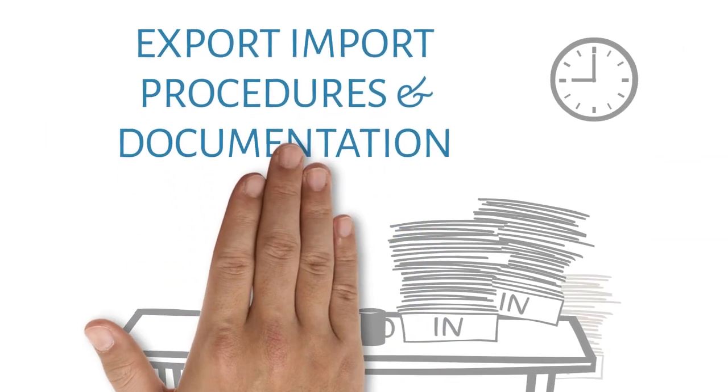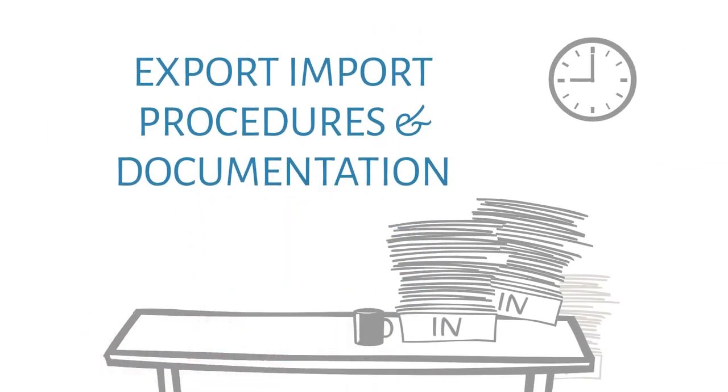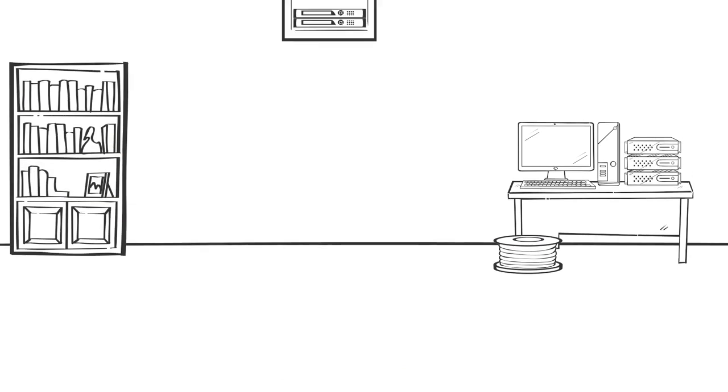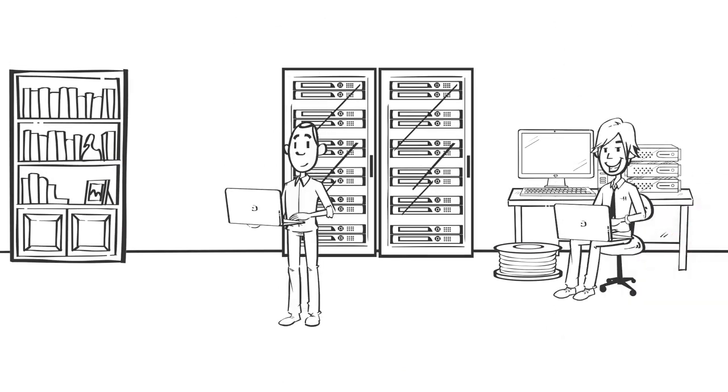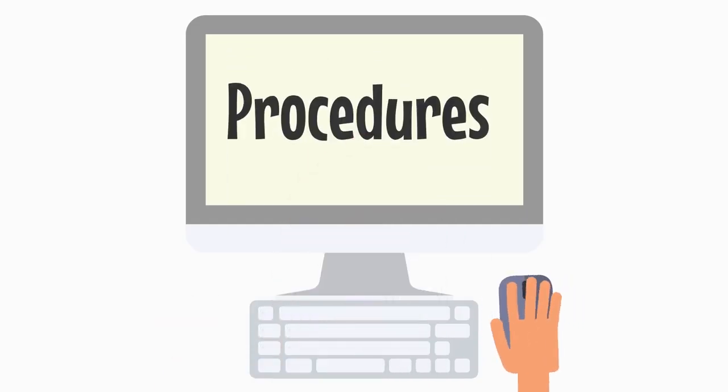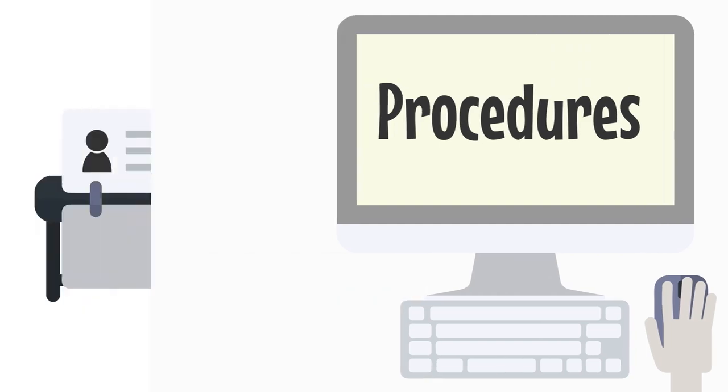Topic: Export-import procedures and documentation. To do an export-import business, you need to be well aware of the procedures and documentation. Knowing procedures and documentation is critical if you want your business to run smoothly. We will handle it. Part 1: Import and export procedures. First, let's look at the procedures, and secondly, the documentation.